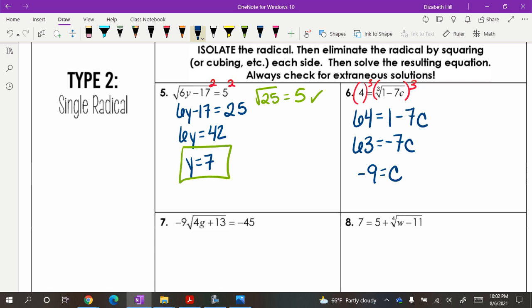So I go up and I say 1 minus 7 times negative 9, which is 64. And then I take the cubed root of 64, and that is 4. So we are good with c being equal to negative 9.